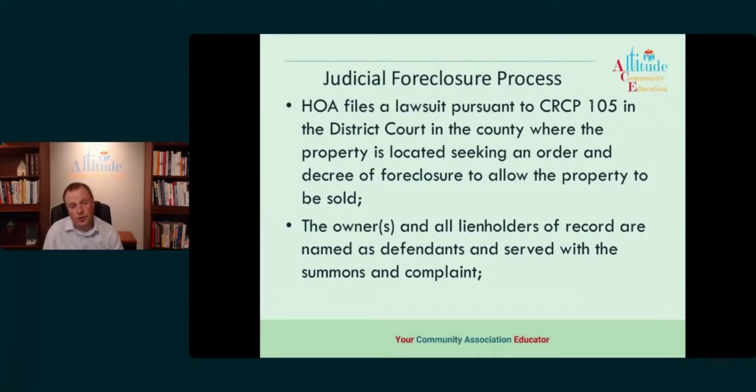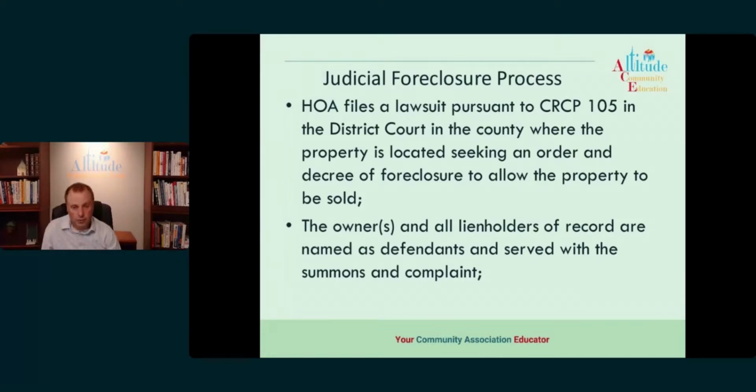The district court where you're going to be filing the foreclosure is in the county where the property is located. You're going to be seeking an order and decree of foreclosure to allow the property to be sold. So when we file our complaint, what we are looking for is this order and decree of foreclosure. That's the court saying, yes, you do have the authority to move forward with this foreclosure, and it'll instruct the sheriff, after certain steps are done, to actually sell the property.